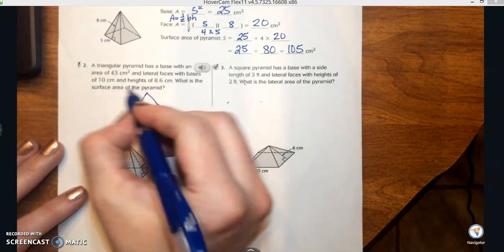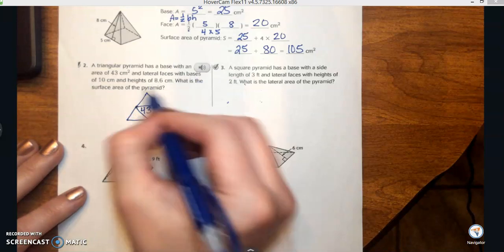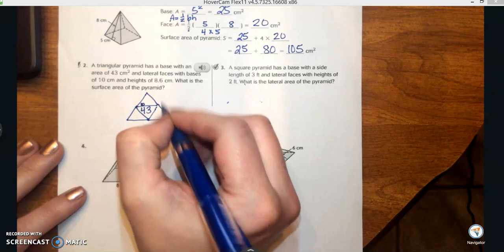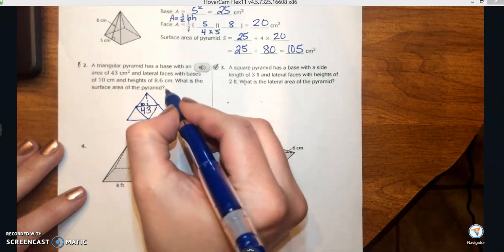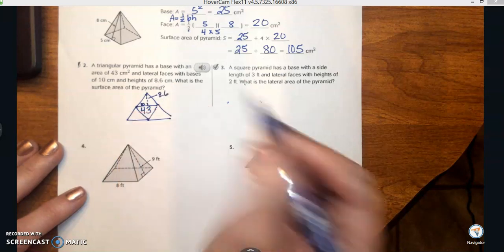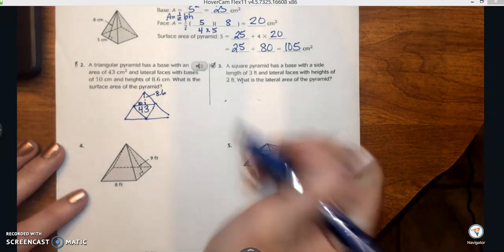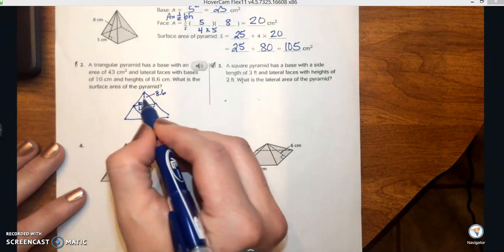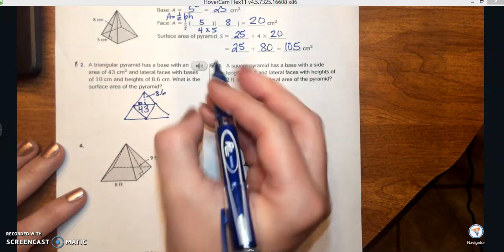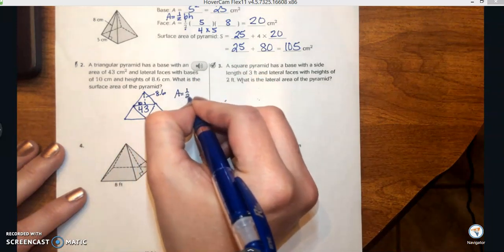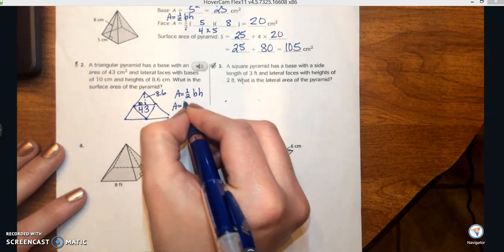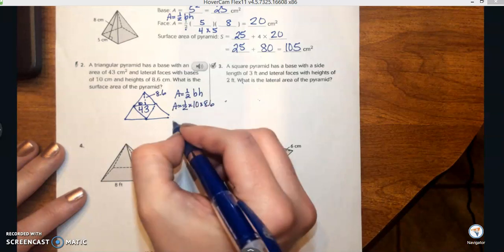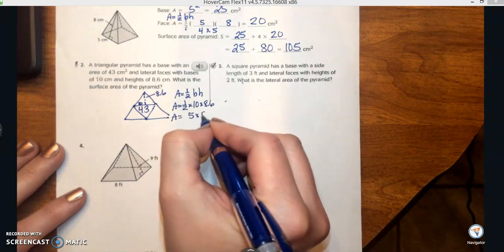Okay? Then it tells me that each of the lateral faces has a base of 10. So I'm just going to do that with this one right here. So this would be 10 for the base. And the height is 8.6. So since I don't have to worry about finding the area of the one in the center, I'm just going to focus on this one here. So area equals half base times height. So I'm saying half of 10 times 8.6. Half of 10 is 5.